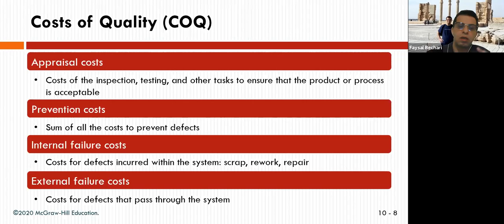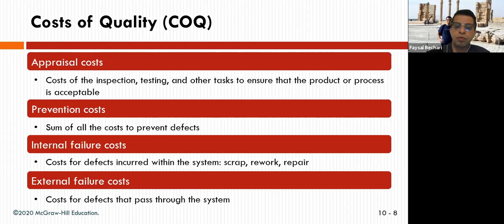The appraisal cost, the cost of inspection, and the quality, the cost of the quality that you're looking at is the appraisal cost, like the cost of the inspection, testing, and other tasks to ensure that the product or process is acceptable. That's one cost. The second cost, the prevention cost, which is the sum of all the cost of preventing defects. That's something that you need to look at, as we brought the example of fixing it 5 times, or doing it right the first time and not fixing it at all.